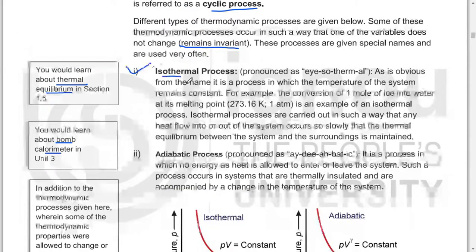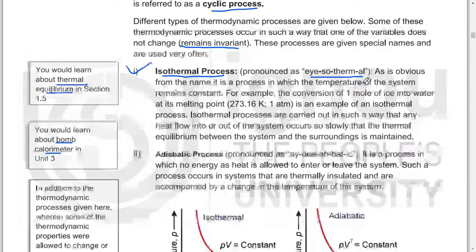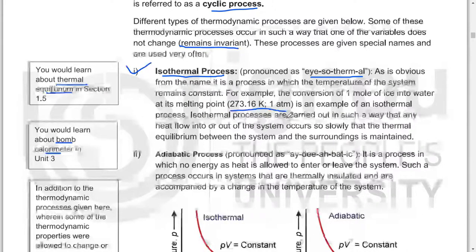One, isothermal processes, as is obvious from the name, is a process in which the temperature of the system remains constant. For example, the conversion of 1 mole of ice into water at its melting point, 273.16 K and 1 atm, is an example of an isothermal process. Isothermal processes are carried out in such a way that any heat flow into or out of the system occurs so slowly that thermal equilibrium between the system and the surroundings is maintained.